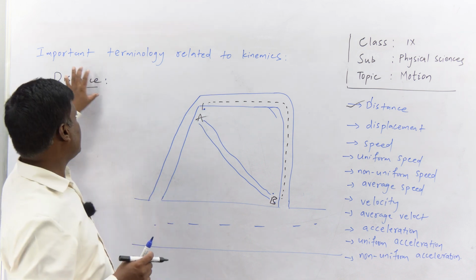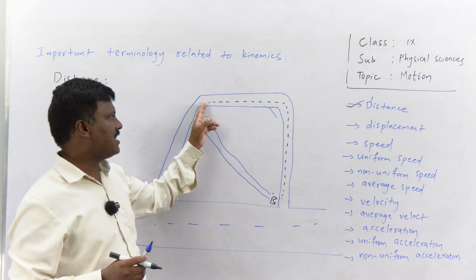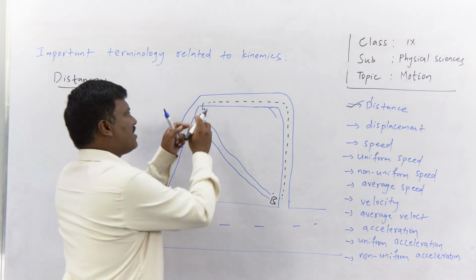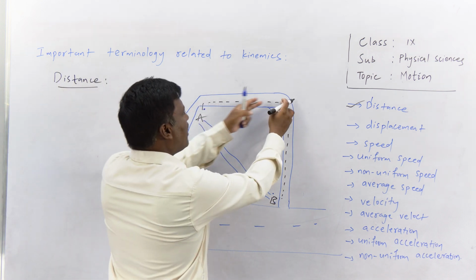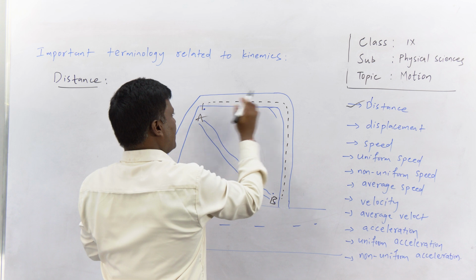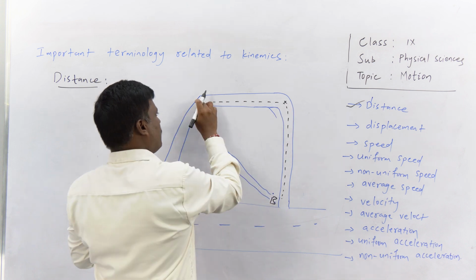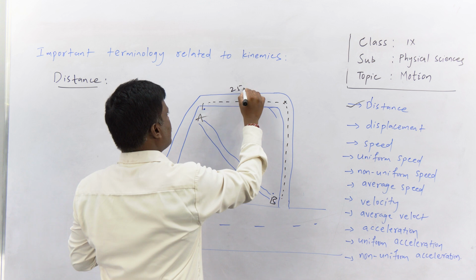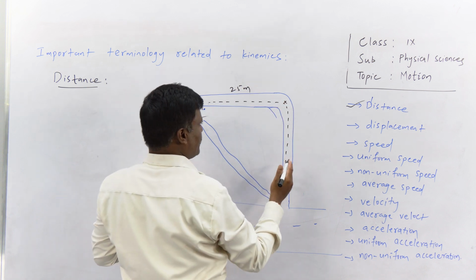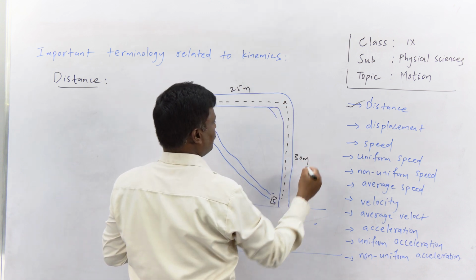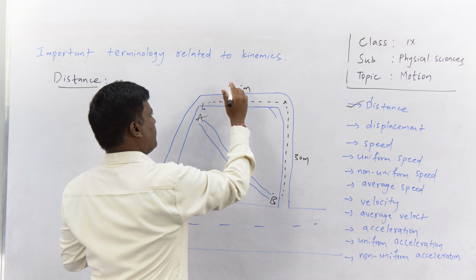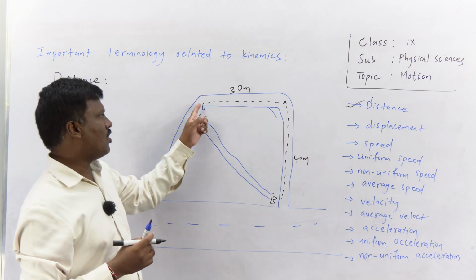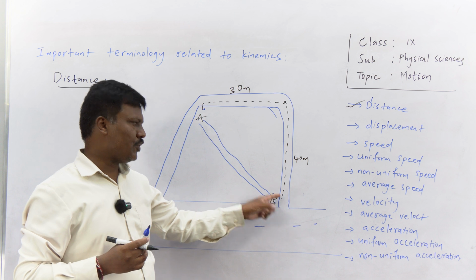Now, what is distance? Distance means the length of the path covered by an object is called distance. So now we have to measure the distance from here to here and from here to here. Let's say this point is x. From A to x, the distance is 25 meters. X to B, the distance is 30 meters. Okay, or else I will make it easy, 30 meters, and this is 40 meters. Then what is the length of the path covered by you?